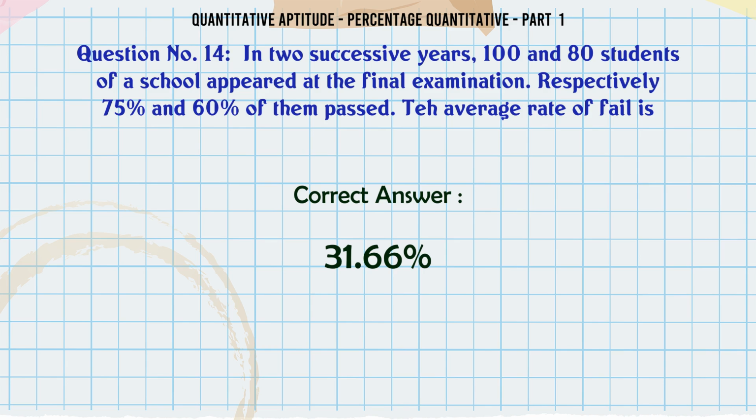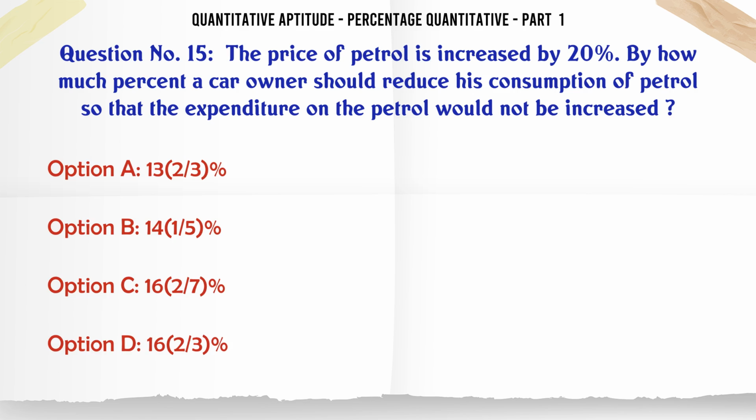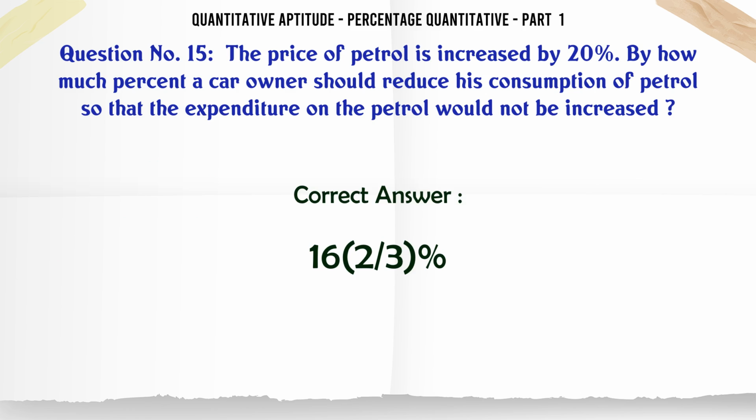31.66%. The price of petrol is increased by 20%. By how much percent should a car owner reduce his consumption of petrol so that the expenditure on petrol would not be increased? A 13 2/3%, B 14 1/5%, C 16 2/7%, D 16 2/3%. The correct answer is 16 2/3%.